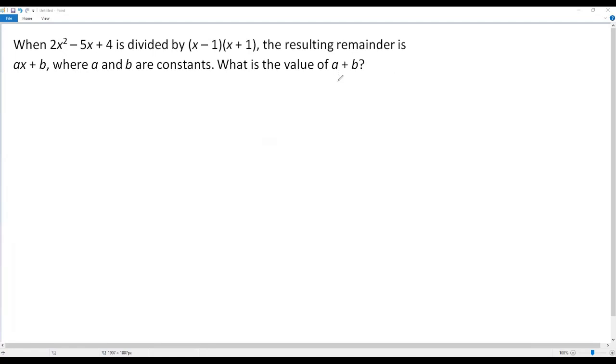Here we have a SAT math problem. Okay, let's go to the question. When 2x² − 5x + 4 is divided by (x − 1)(x + 1), the resulting remainder is ax + b, where a and b are constants. What is the value of a + b?